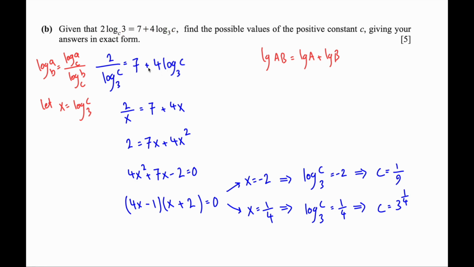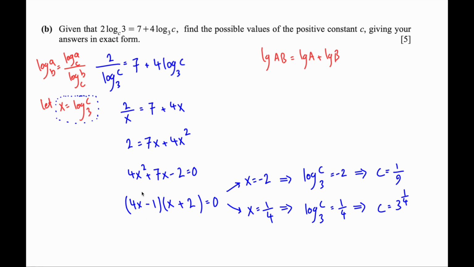Okay, once the conversion is made, you can introduce a new variable or a dummy variable. So let's call the logarithm of c to the base 3 to be x. If I do that, I get 2 over x equals 7 plus 4 over x. I have to multiply everything by x to remove this x from the denominator. I end up with this equation, and then I gather everything on the left hand side, and I get myself a quadratic equation which I can solve.